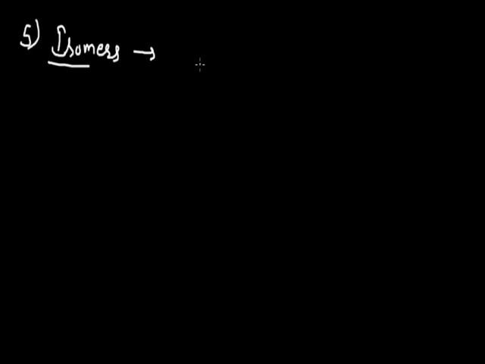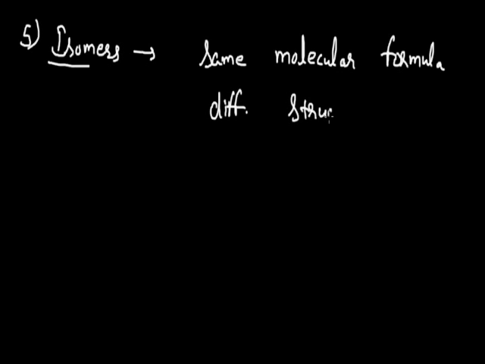So if by the same molecular formula we have more than one kind of different structures, then in this condition these structures will be termed as isomeric structures, and this phenomenon will be termed as isomerism. For example, if I talk about butane with the molecular formula C4H10, then with the help of this formula I can arrange these 4 carbon atoms and 10 hydrogen atoms in 2 forms.